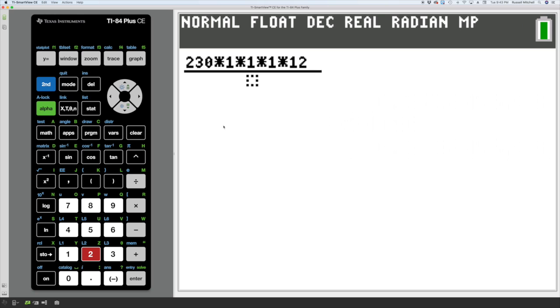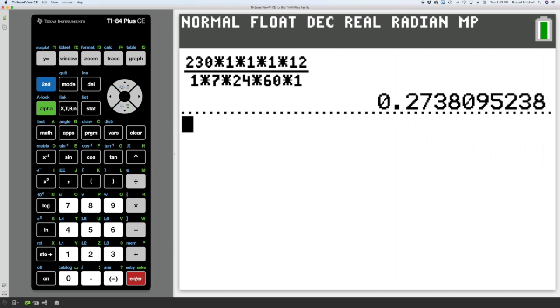And then the bottom, or denominator, would be 1 times 7 times 24 times 60, and then times 1. And again, you wouldn't have to have the ones. You wouldn't have to have this first one and this last one. You could just type in 7 times 24 times 60. So if you have a calculator, whether it's a scientific or graphing calculator, that has the ability to do this fraction bar, I would do it this way. And then you press enter for equals, and there it is.